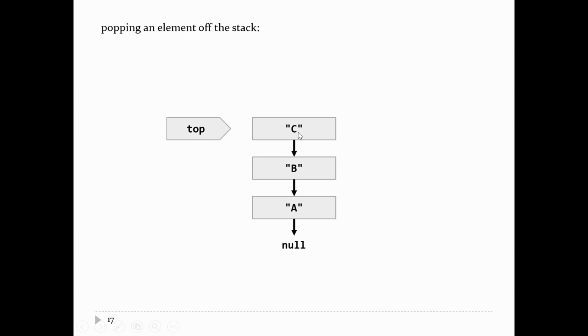Now what happens when you pop an element off the stack? I want to pop this C off the stack. So I obtain a reference to the element currently in the top node. Well, that's easy. I already have this pointer top. It points to that node, so I can get the C. No problems. I now have my reference to C.